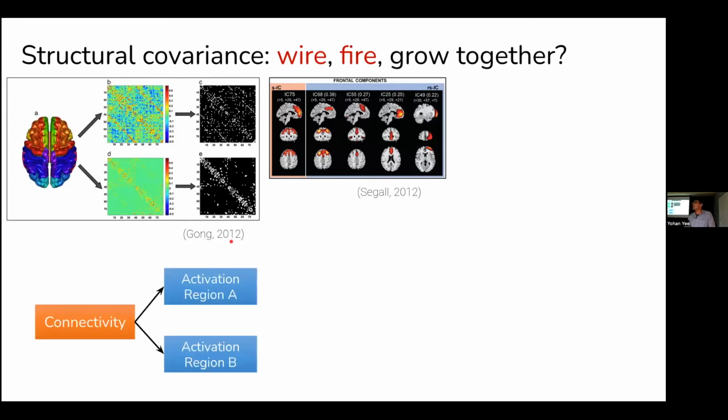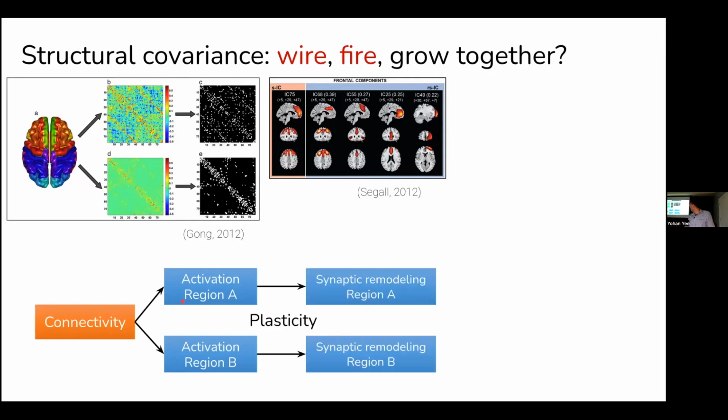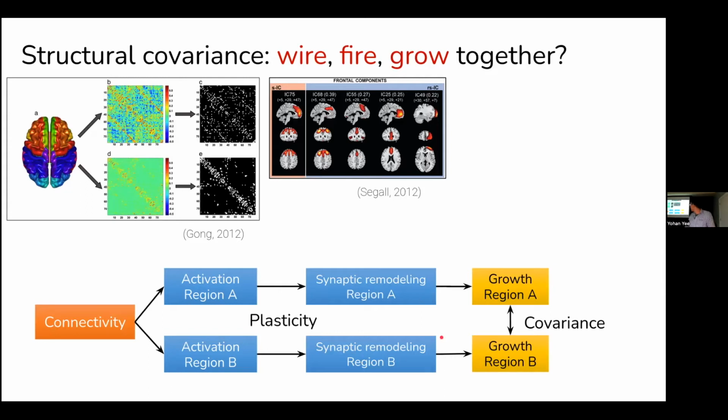So this has led to what I call the wire together, fire together, grow together hypothesis, where two regions, if they're connected, if one region activates, that results in activation in another region. We know from animal studies that consistent activation of a region can result in things like synaptic plasticity, which in turn can result in volume changes detected through MRI. And so if these two regions are connected and these processes occur in a coordinated manner, you'll measure this as a covariance.